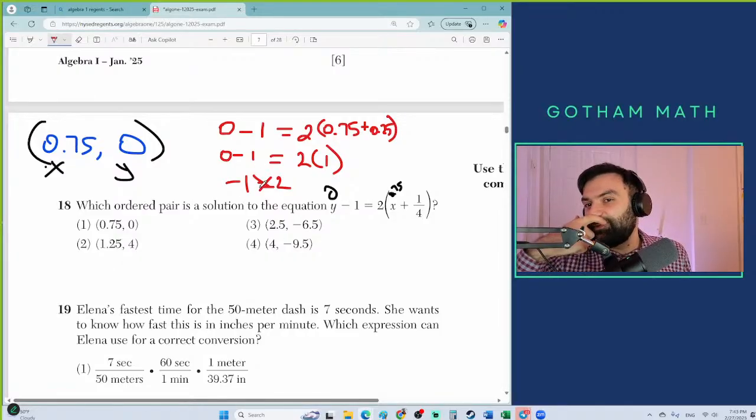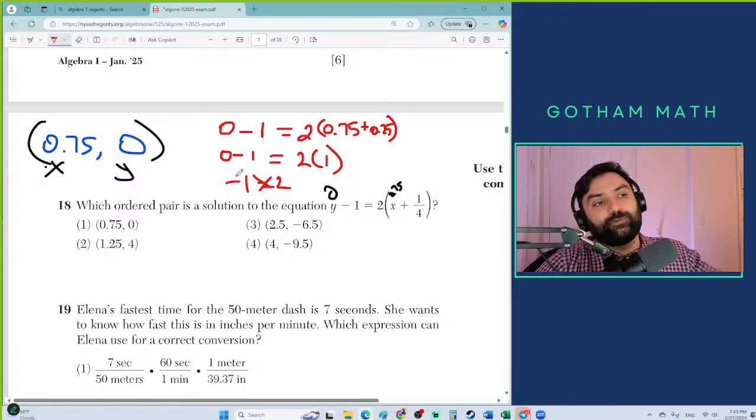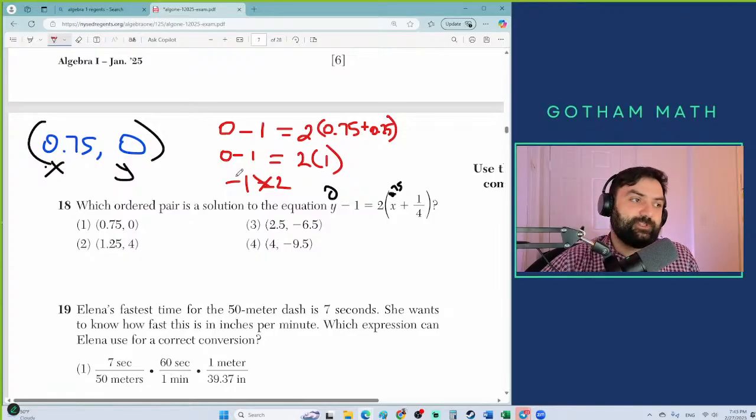Since it's not true, we're going to say that it's not the answer. We're just going to cross it out. And you're going to have to do the same with number 2. So let's see.